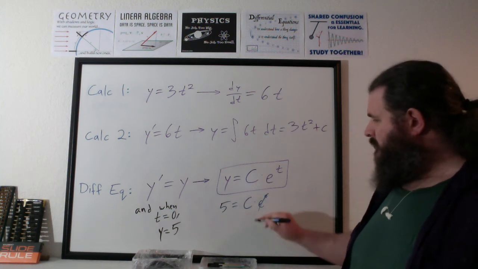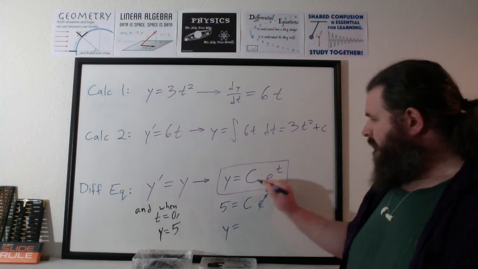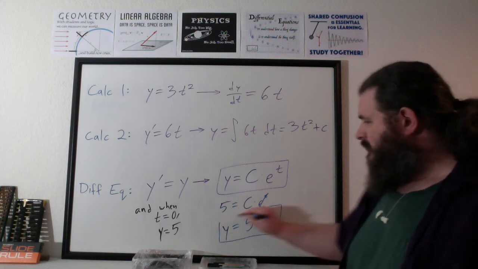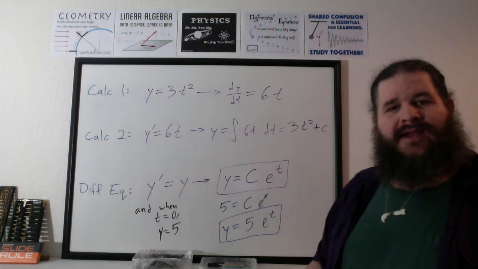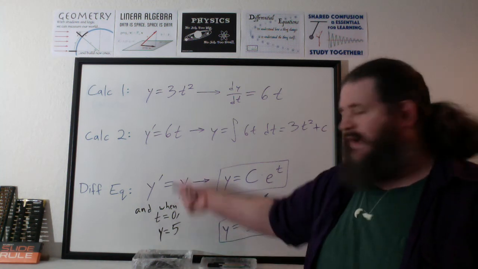e to the 0 is 1, so that means c is 5. So y equals, if we make that substitution, 5e to the t would be the specific solution. Ce to the t is the general solution to this differential equation. 5e to the t is the specific solution to this initial value problem.